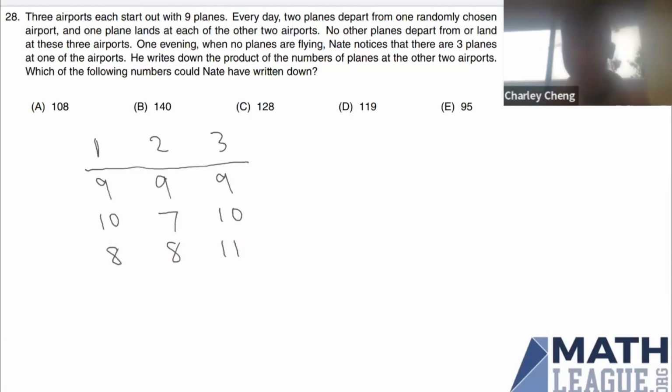And then let's say 2 planes depart from airport 1 again. So then we'll have minus 2 planes here. We'll have 6. We'll have 9 planes in airport 2. And then we will have 12 planes in airport 3.